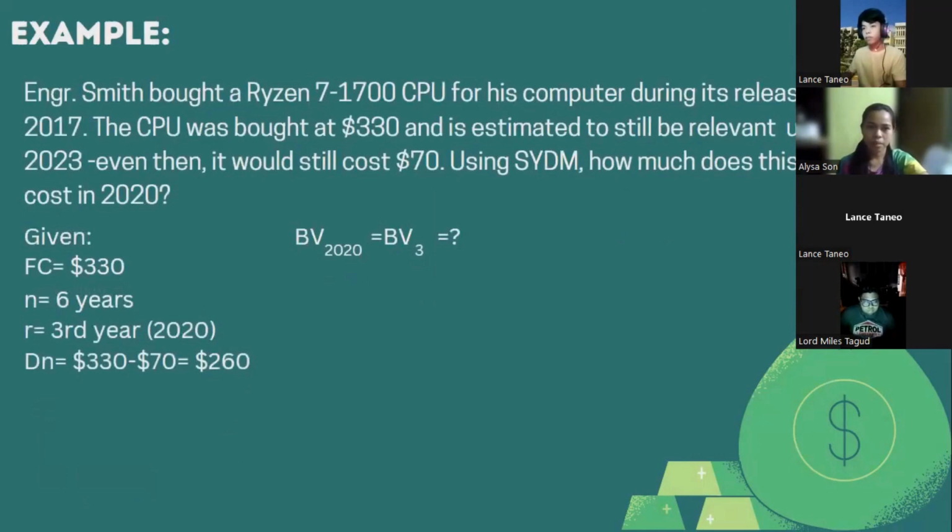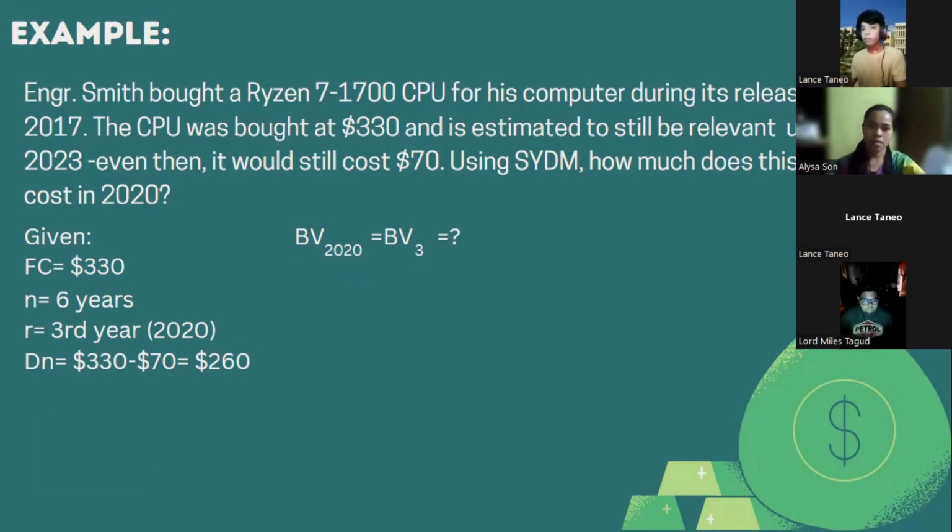Example, Engineer Smith bought a Ryzen 7 1700s CPU for his computer during its release in 2017. The CPU was bought at $330 and it is estimated to still be relevant up to 2023. Even then, it would still cost $70. Using SYDM, how much does this CPU cost in 2020? First, let's find the given.